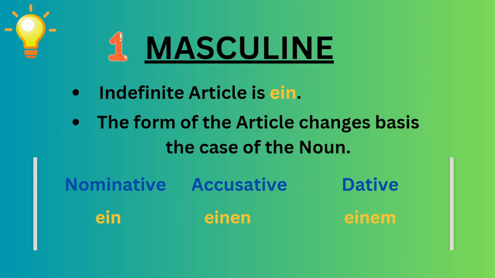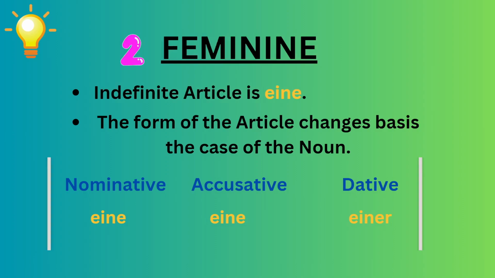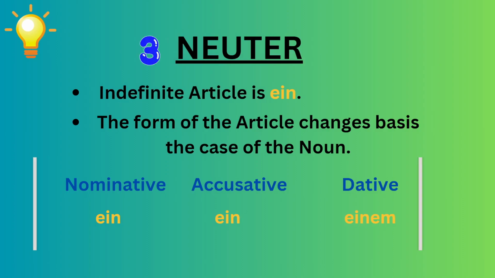When it's a masculine gender, the indefinite article is ein. It remains ein in the nominative case but changes to einen in accusative case and einem in dative case. The indefinite article for feminine gender is eine. It remains the same in nominative and accusative case, however changes to einer in dative case. And when it is a neuter gender, the indefinite article is ein. It remains the same in nominative and accusative case but changes to einem in dative case.